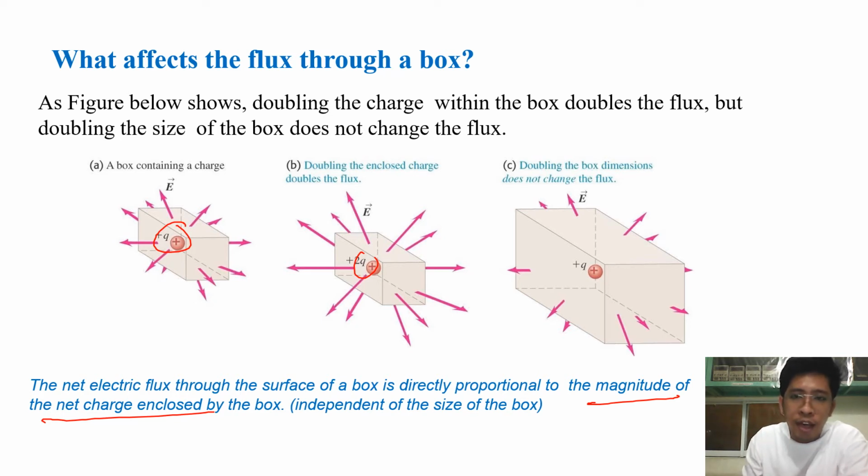So even if you have a spherical container, not this box here, you still have the same flux, because your flux is directly proportional to the magnitude of the net charge enclosed. Meaning it's just dependent on what is inside. The flux is dependent on what is inside of your imaginary box, not on the size, the dimension, or the shape of your box.